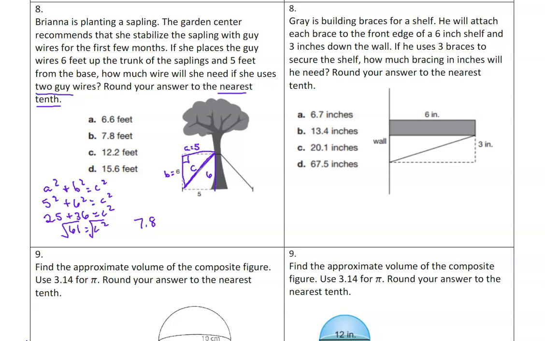because it says that she needs to use 2 guy wires. So in the picture, you see how it has the same distance again over here. So if this one's 7.8 and this one's 7.8, that means I have 2 of them. And when I multiply that by 2, I'm going to get 15.6. And it is 15.6 feet worth of wire.